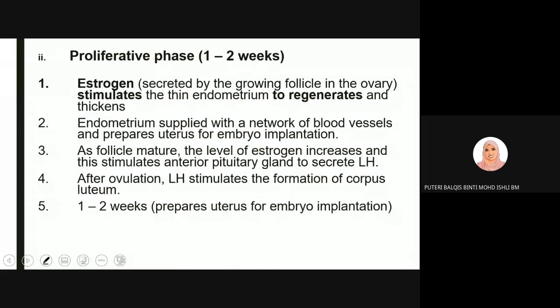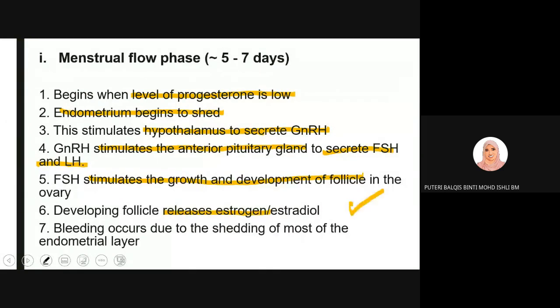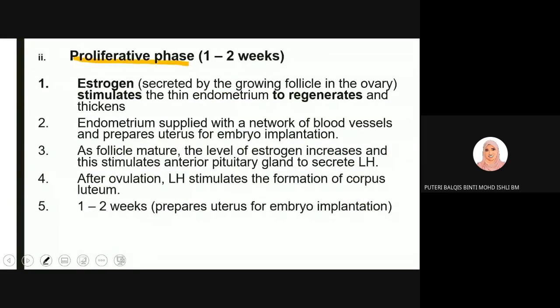Dah ada estrogen. Bila dah release estrogen, what happens? Proliferative phase, iaitu lepas awak period habis, contoh hari ke-8 sampailah 1 hingga 2 minggu. Estrogen masa habis period, tengah buat apa? It will stimulate the thin endometrium to regenerate and thicken. Sebab tadi dinding dah runtuh, dah shedding. So now dia akan repair, top up balik. It regenerates and thickens, endometrium supplied with network of blood vessels and prepares uterus for embryo implantation.